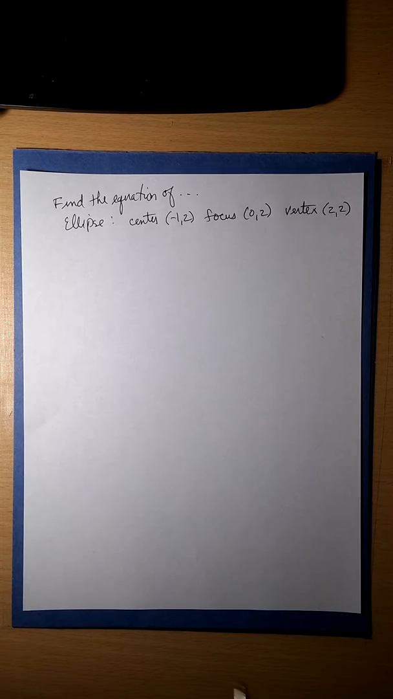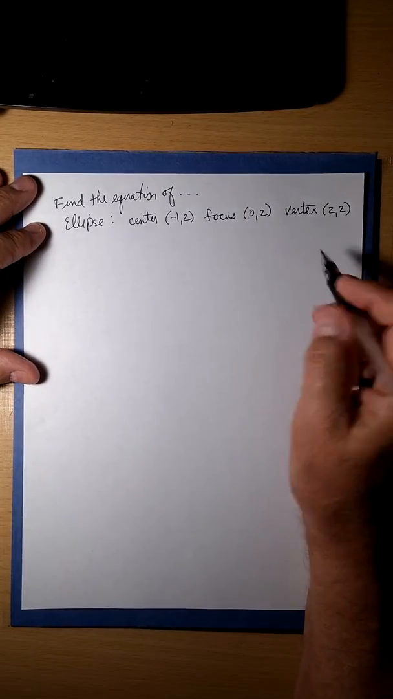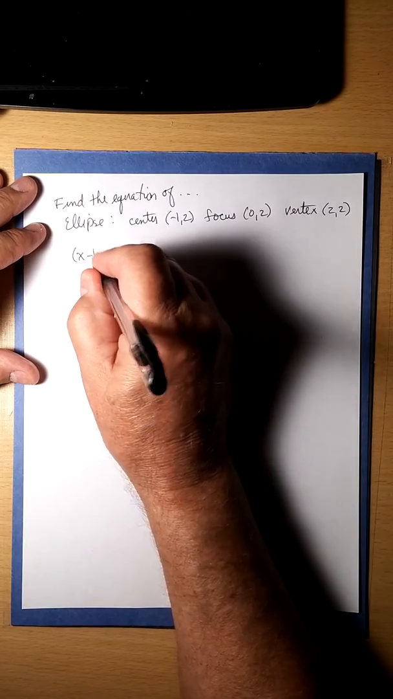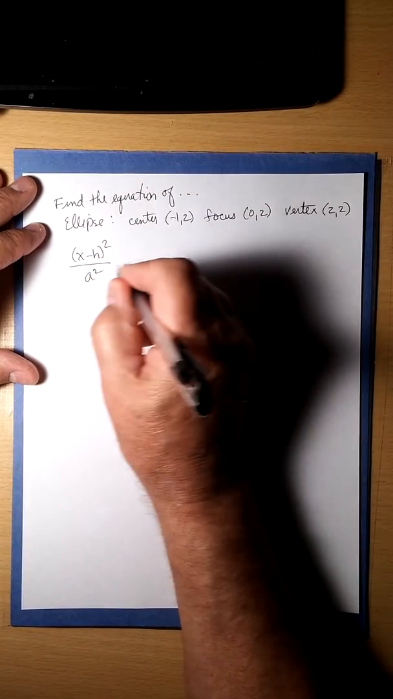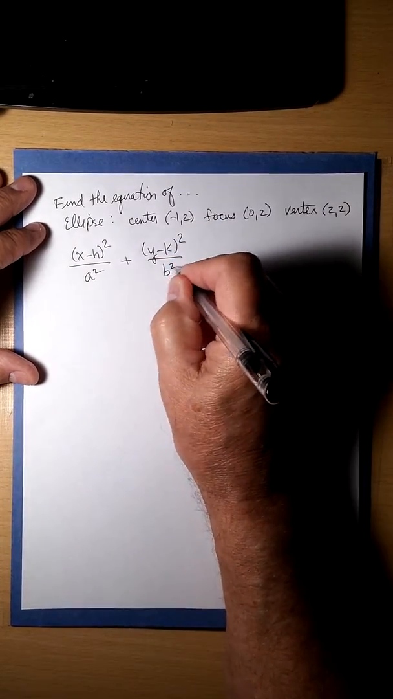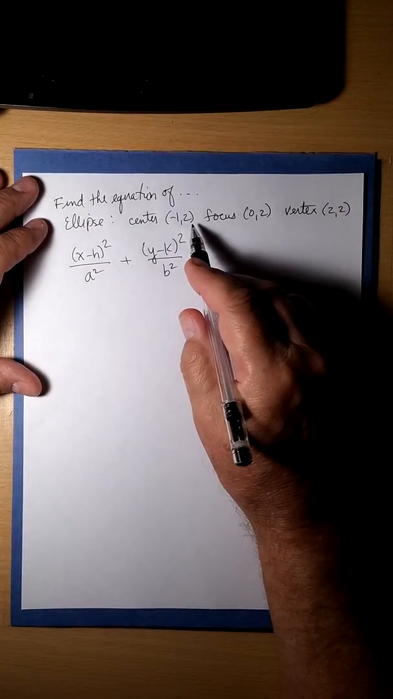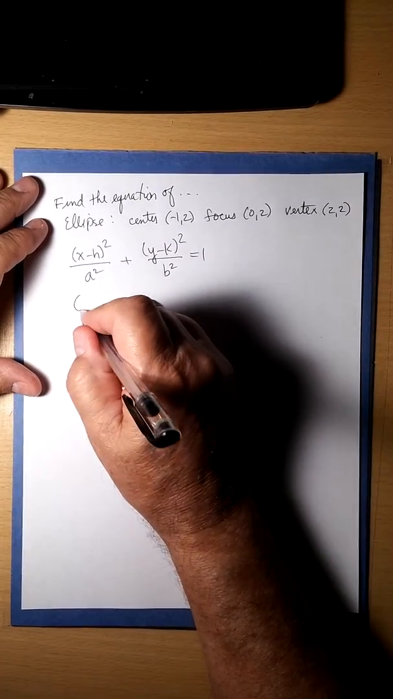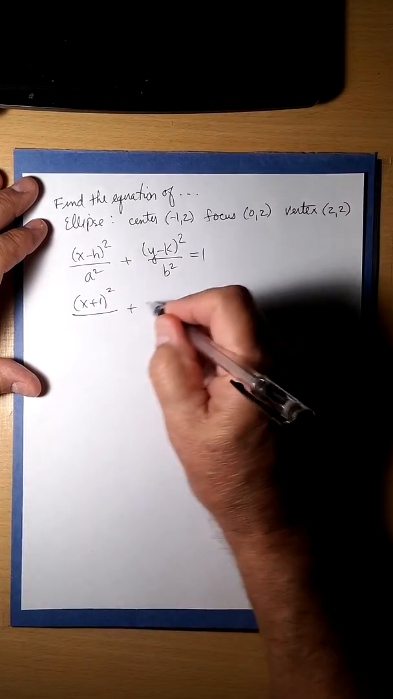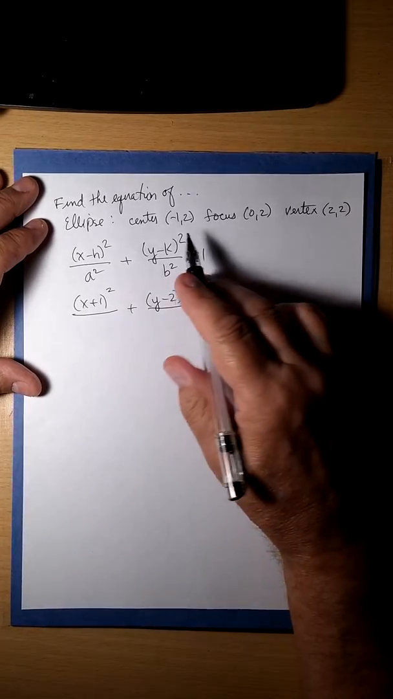Now let's work one where we have to figure out the equation given information. If we know it's an ellipse, then we can use that general form: x minus h squared over a squared plus y minus k quantity squared over b squared equals 1. The center is (h, k), so we can fill that in. x plus 1 squared, y minus 2 squared. We just need a and b.